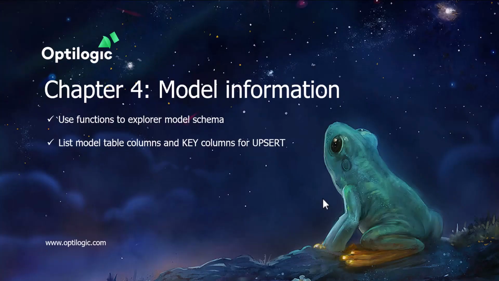In Chapter 4, we're going to explore functions that allow us to understand the model schema. So we can list out tables, list out columns within tables, and also understand key columns, which are important for upsert, where it's looking to match records on unique keys.